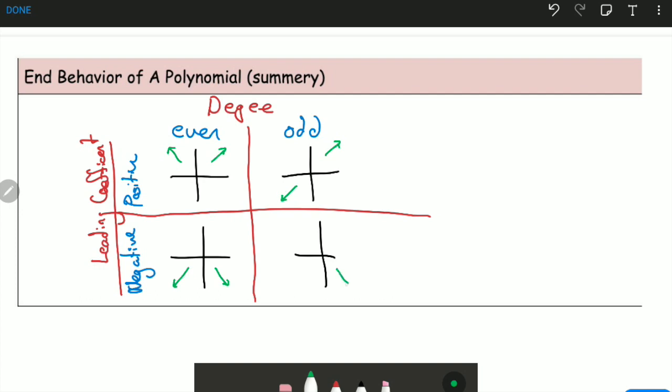So the right side will then point down. If we can draw a nice arrow there. Sorry, I said the wrong words. The right side will then point down. Left side will then point up. And there we have the summary of end behavior with a polynomial function.